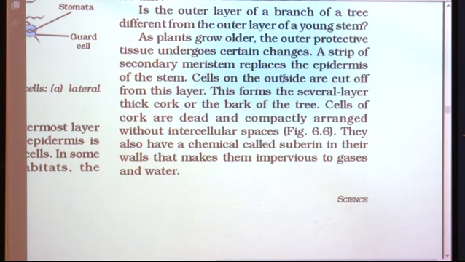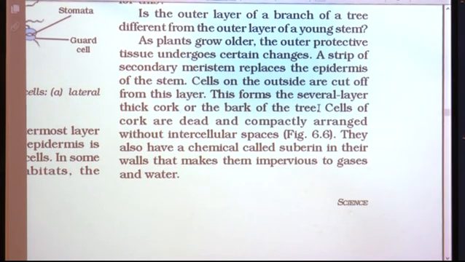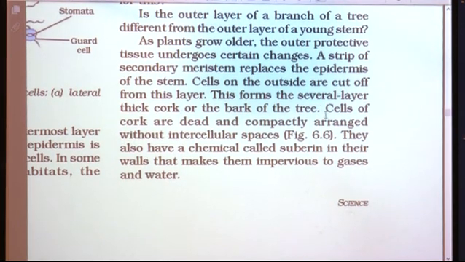Now, cells on the outside are cut off from this layer. This forms the several layers thick cork or the bark of the tree. So, cells on the outside are cut off and they form a very thick layer, and this thick layer is called cork or bark of the tree. You know that bark of the tree is very strong.